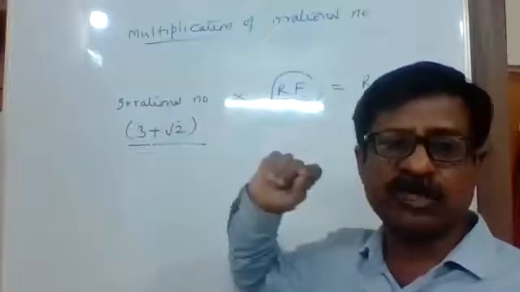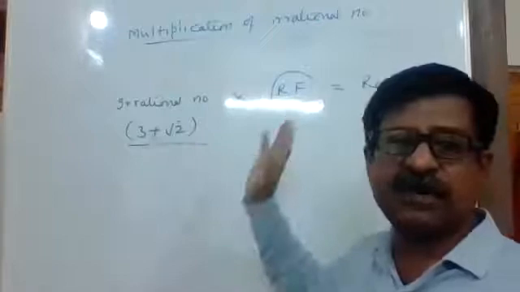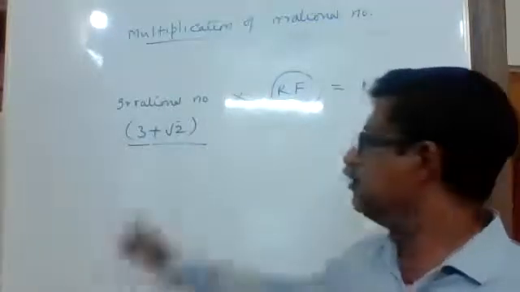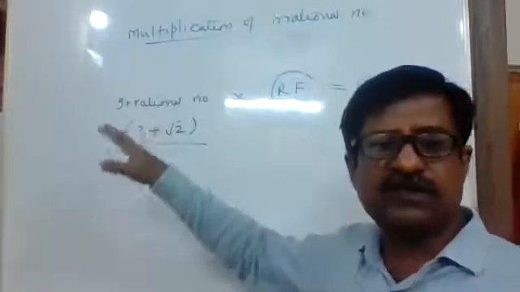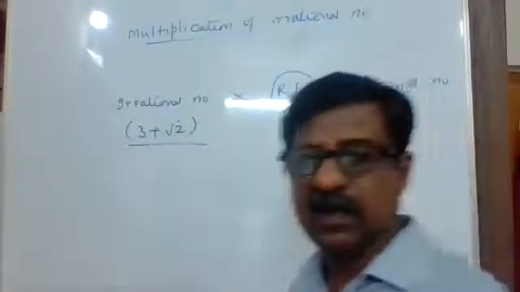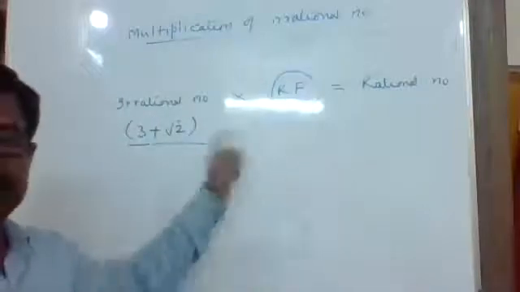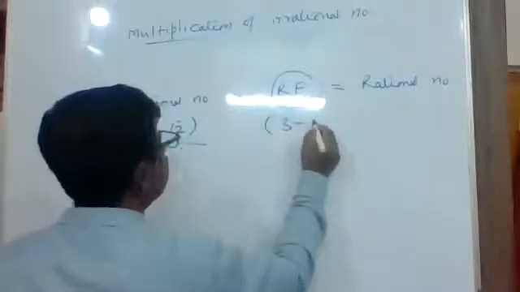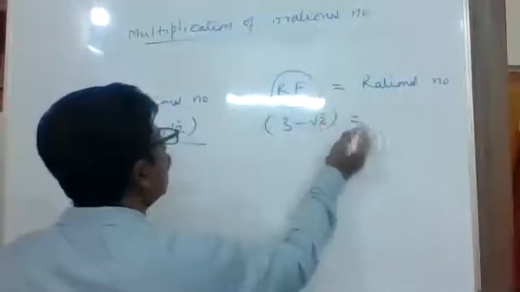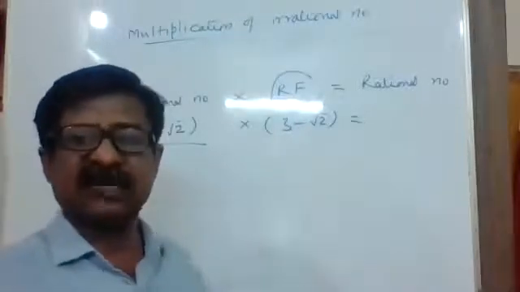The meaning of conjugate is, if you got a plus sign in between, then you replace that by minus. Whatever sign you got in between, just replace it by the other one. If it is plus, then you write minus, and if it is minus, then you write plus. The rationalizing factor will be 3 minus root 2. Now, how does it work? Why is this the rationalizing factor?